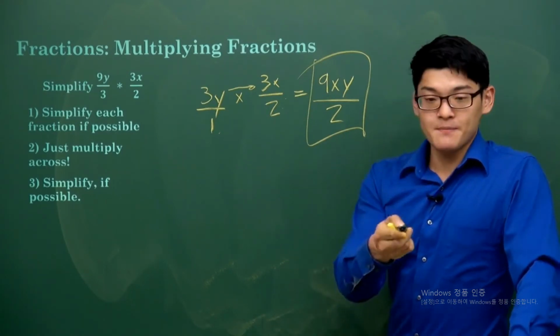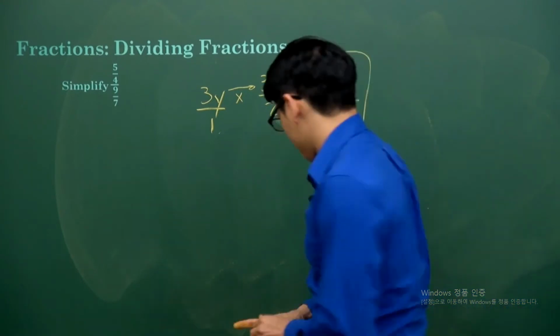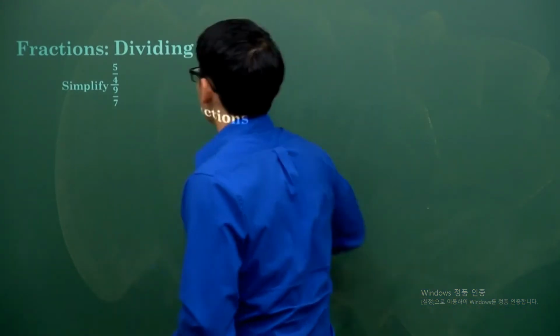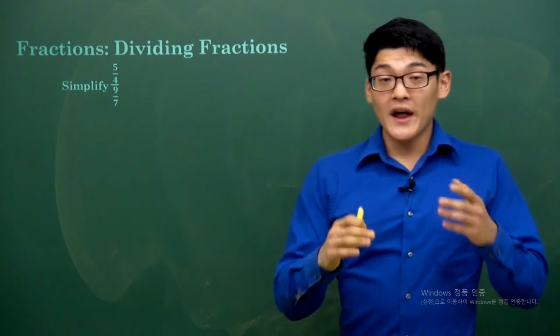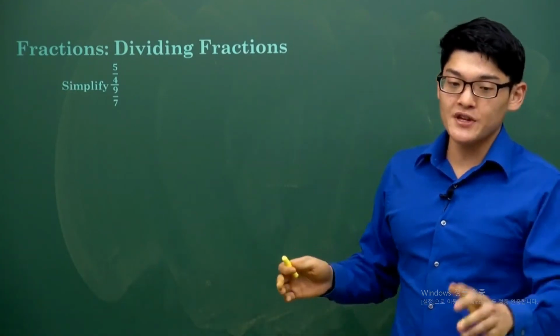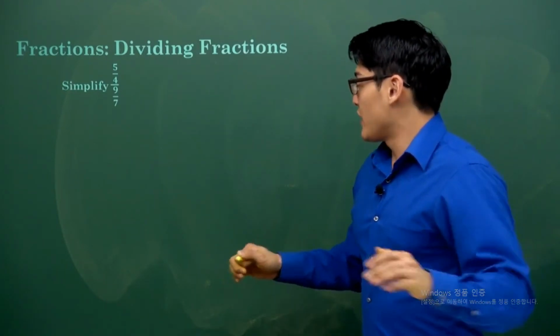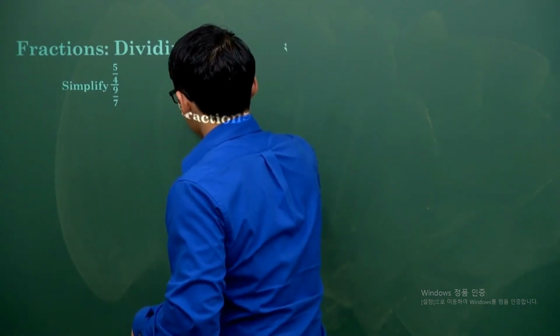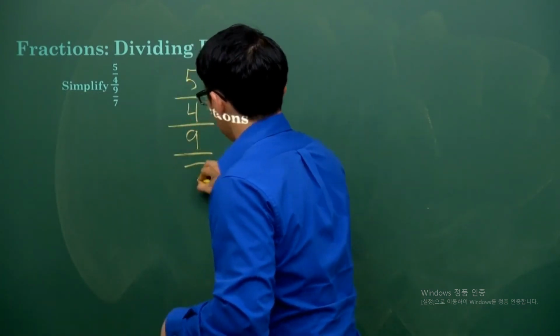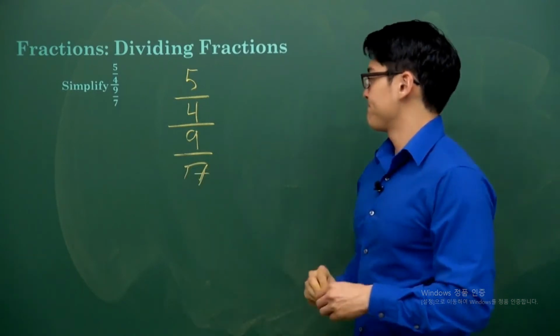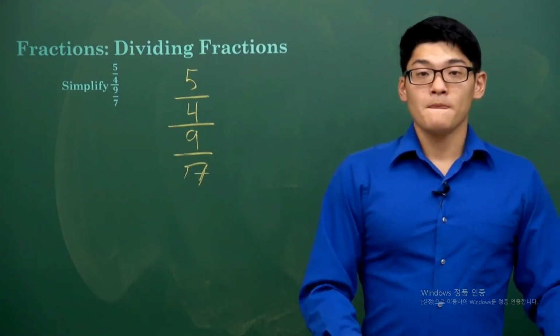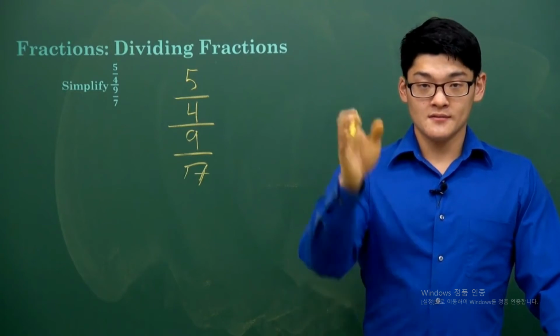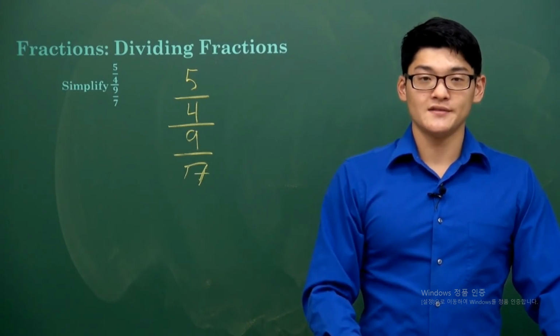Okay, so let's go ahead and move on to the last part of fractions, which is dividing. So go ahead and tackle this yourself. Simplify 3 over 4 over 9 over 7. I'll write this out a little bigger for you. So go ahead and simplify this. Pause the video and take a shot at it.